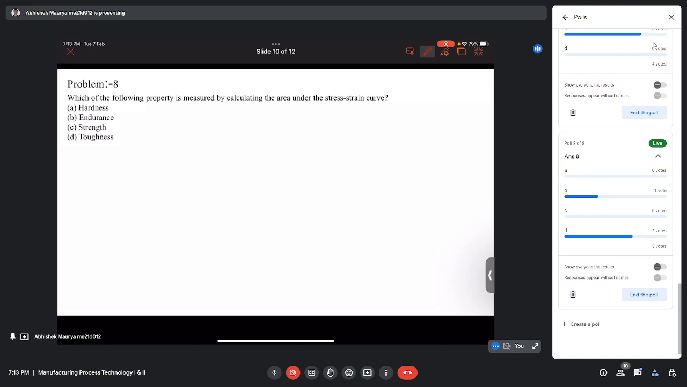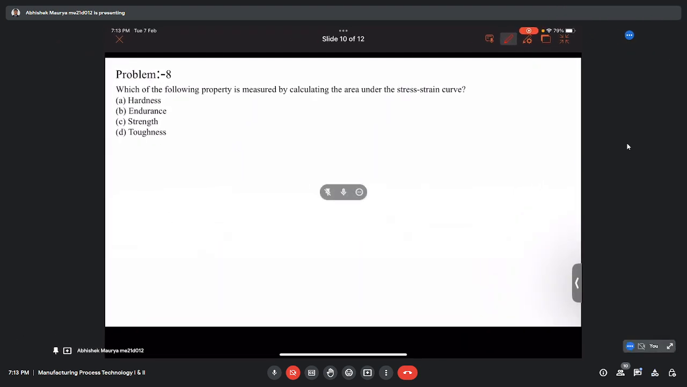Okay, let's look at the problem. So here it is being asked, which of the following property is measured by calculating the area under the stress strain curve.